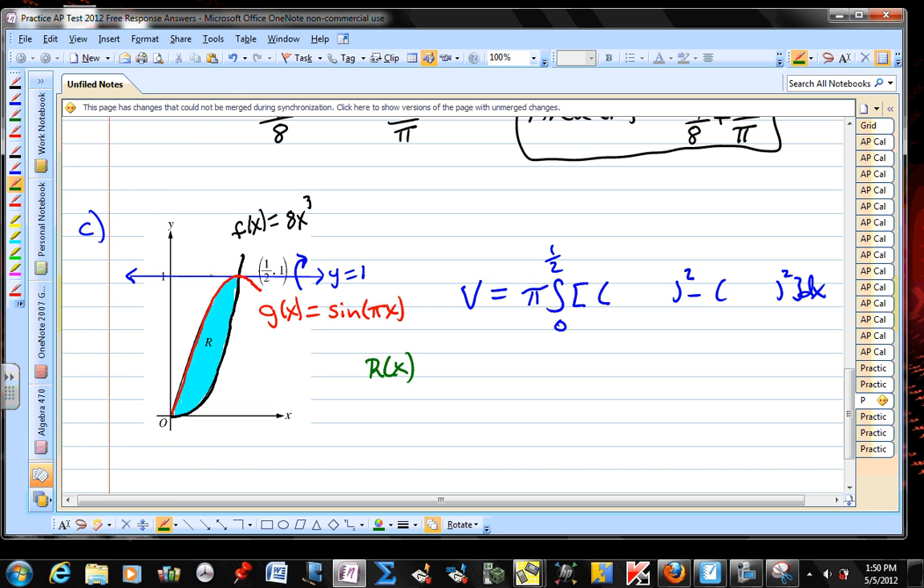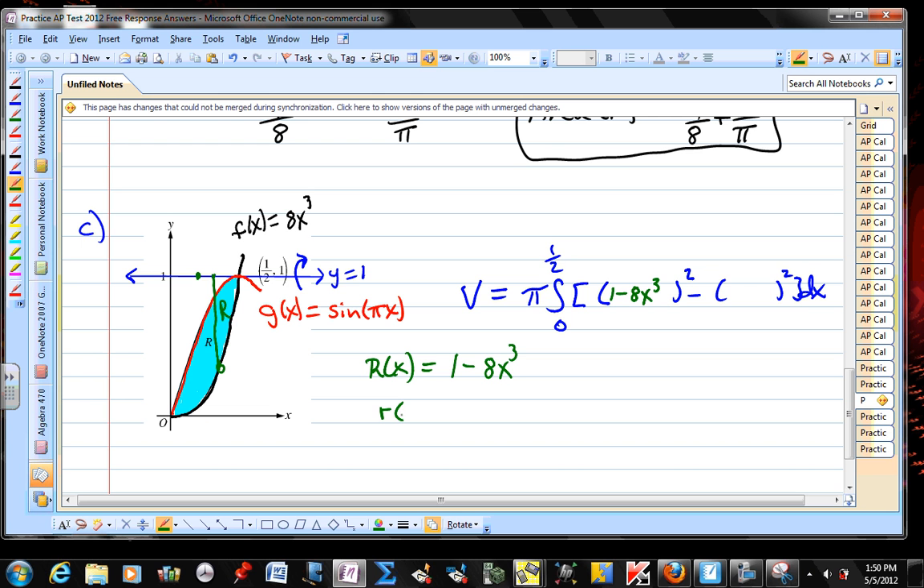So first, let's find big R of x. To find big R of x, we're going to draw a segment from the axis of revolution to the far side of the shaded region. We're going to call that big R, and we'll do top minus bottom. So it's going to be 1 minus that bottom function, which is 8x cubed. So we're going to have the quantity 1 minus 8x cubed, squared, in our integrand.